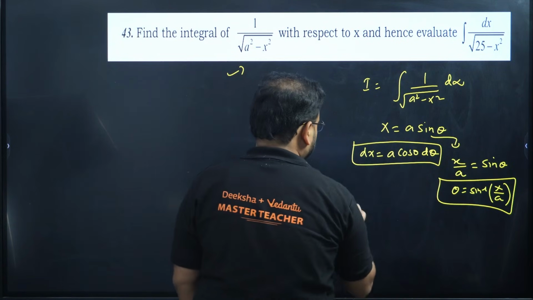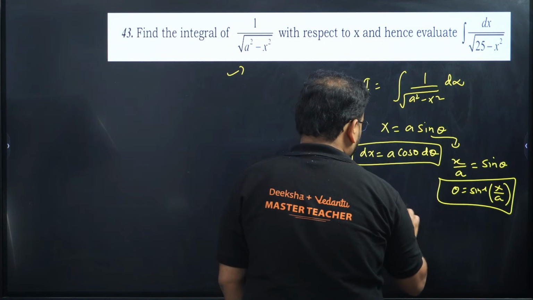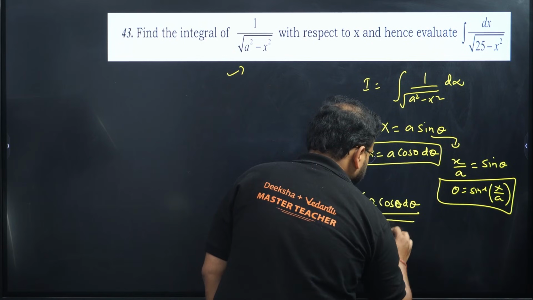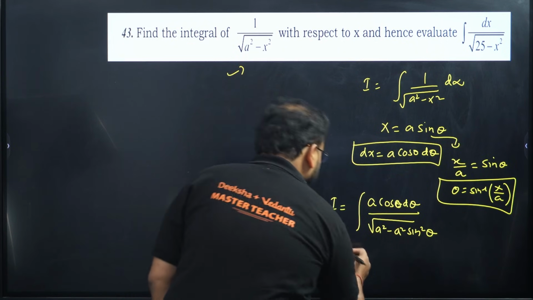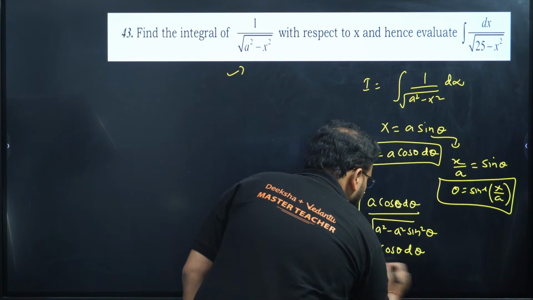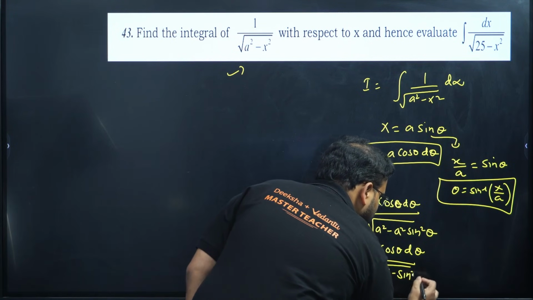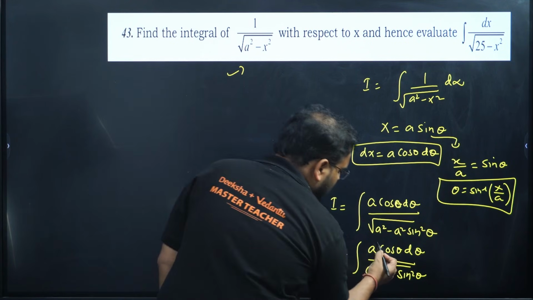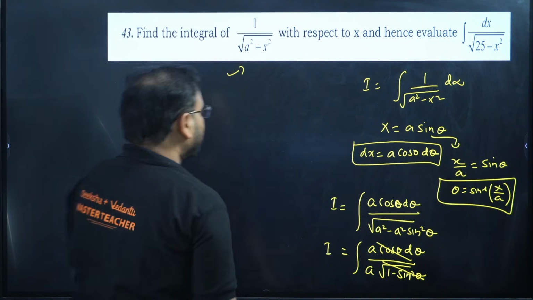Now apply this substitution in the integration. You have this as integration of a cos theta d theta divided by root of a square minus a square sine square theta. Take a square common, and out of the root it becomes a only, and then inside we have 1 minus sine square theta. Now we all know 1 minus sine square is cos square. In the root it will become cos only.